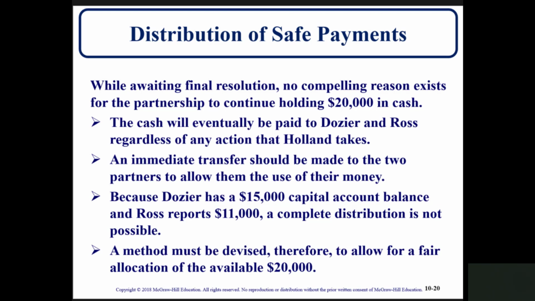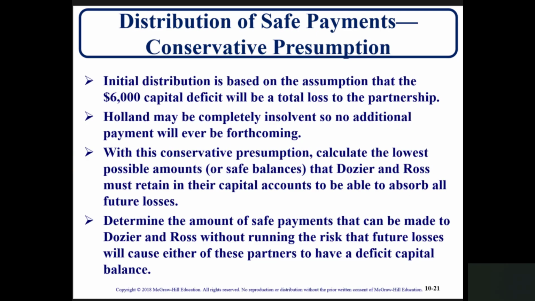So, distributions of safe payments. While awaiting final resolution, no compelling reason exists for the partners to continue holding the $20,000. Because remember, they do have $20,000, they just don't have the $26,000. So the cash will eventually be paid to Dozer and Ross regardless of any action that Holland takes. An immediate transfer should be made to the two partners to allow them to use their money. Because Dozer has a $15,000 capital account balance and Ross reports $11,000, a complete distribution is not possible. So a method must be devised, therefore, to allow for a fair allocation of the available $20,000.